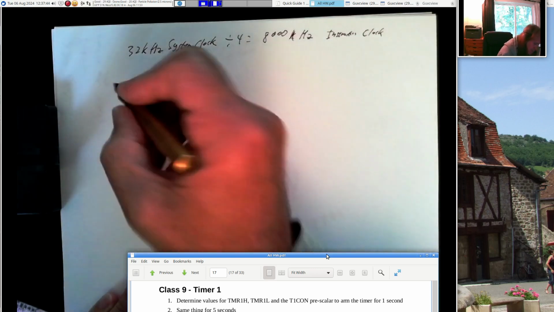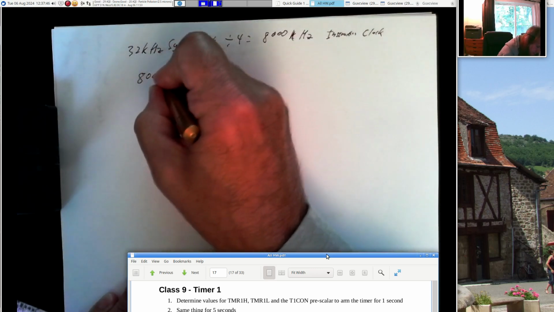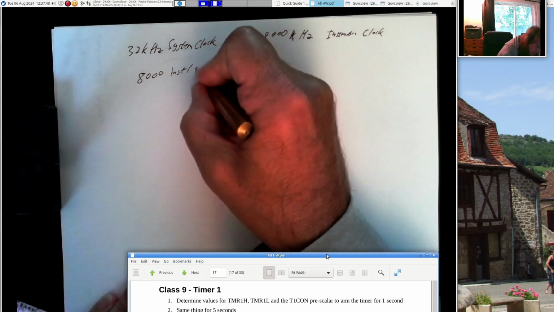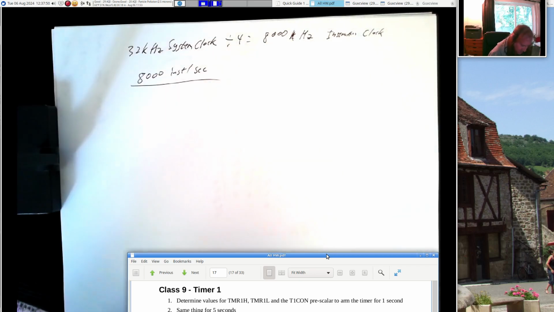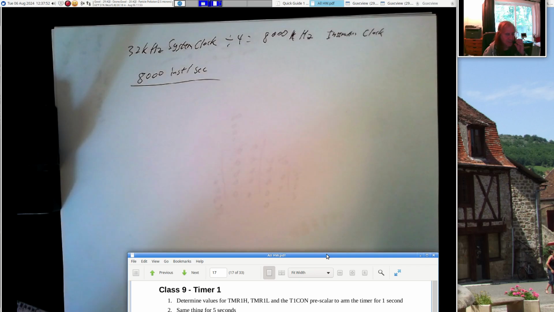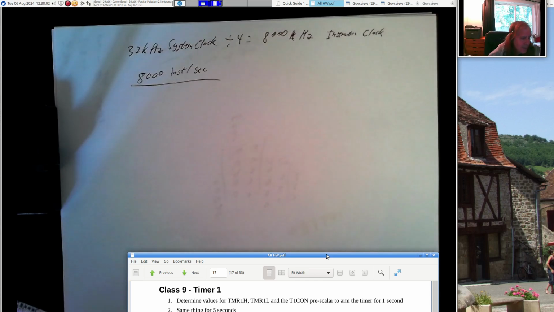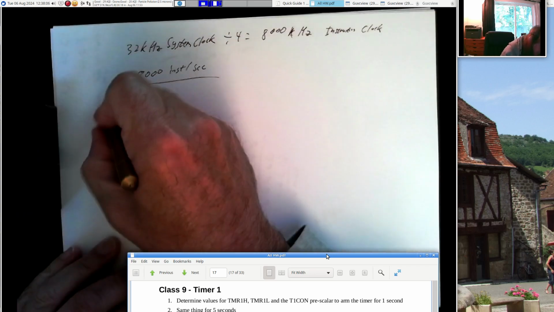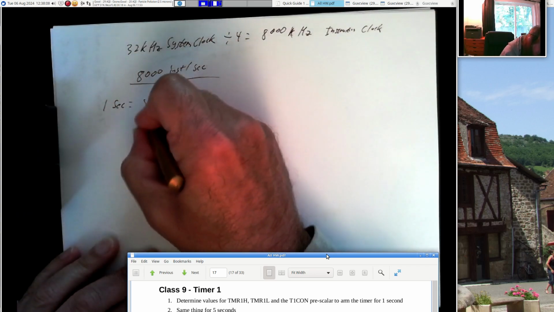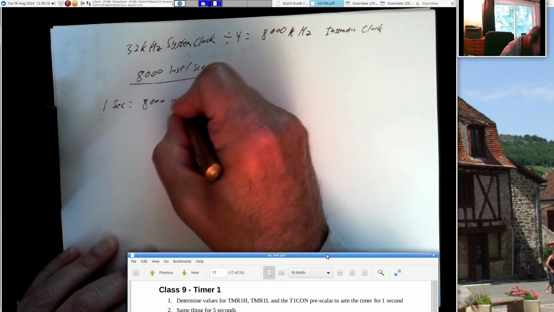So what does this mean? 8,000 instructions per second. That's kind of the golden metric that we've been working with in all of the timing related stuff. So how does this relate when we actually use a timing subsystem? Timer 1 is a 16-bit timer, and we want it to fire after 1 second. So 1 second is 8,000 instruction cycles.